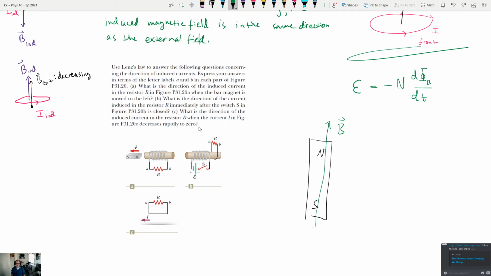And then finally, part C: what is the direction of the induced current in the resistor when the current I decreases rapidly to 0? Again, there's no magnet here, but we know that magnetic fields are produced by current carrying wires. So there's a lot of right-hand rule stuff you have to do here, but I want you to take about 5 minutes, I don't know how long it will take, and try to solve each of these yourselves.